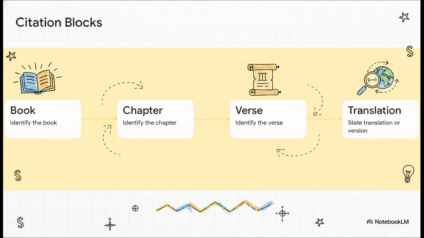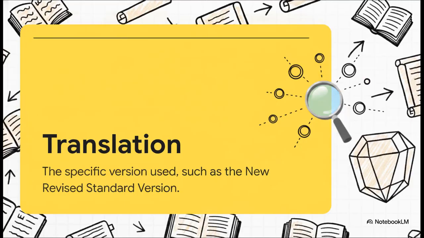Step 1, identify the book. Step 2, identify the chapter. Step 3, identify the verse. And step 4, state the translation or version. What's actually really cool about this is how wonderfully sequential it is. This exact sequence forms the absolute, non-negotiable baseline for any correct biblical reference. You're basically creating a universal map so that anyone reading your work, anywhere in the world, can find the exact sentence you're talking about.